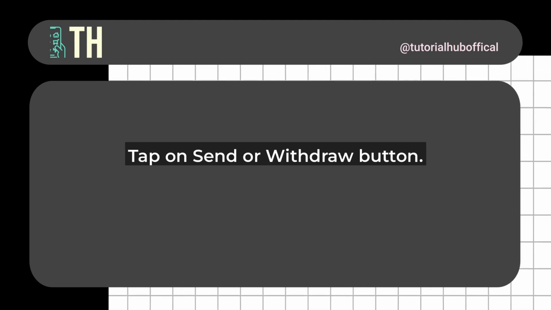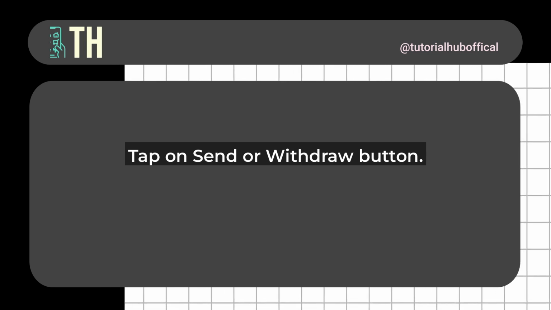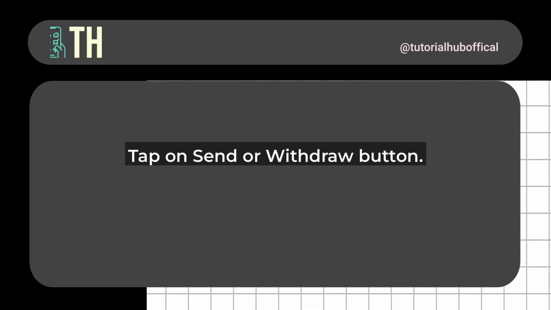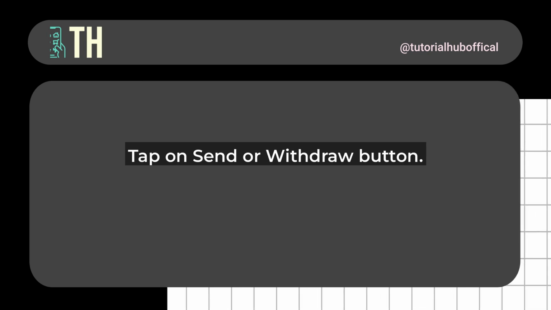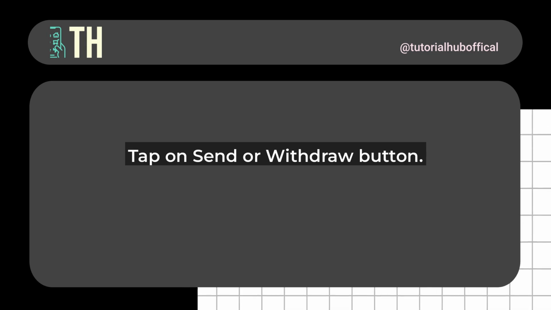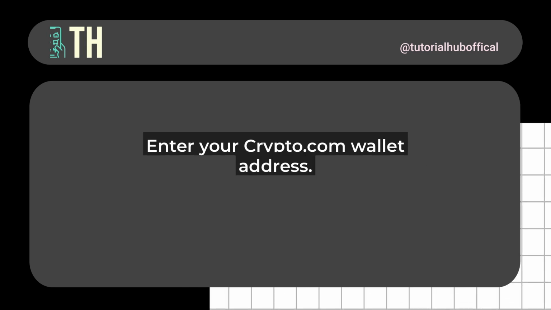Step 1. Open the Trust Wallet app on your phone and unlock it using your passcode, fingerprint, or Face ID. Step 2. Once inside, navigate to your wallet dashboard and locate the Chainlink token. It should be under your assets list, just tap on it to proceed.